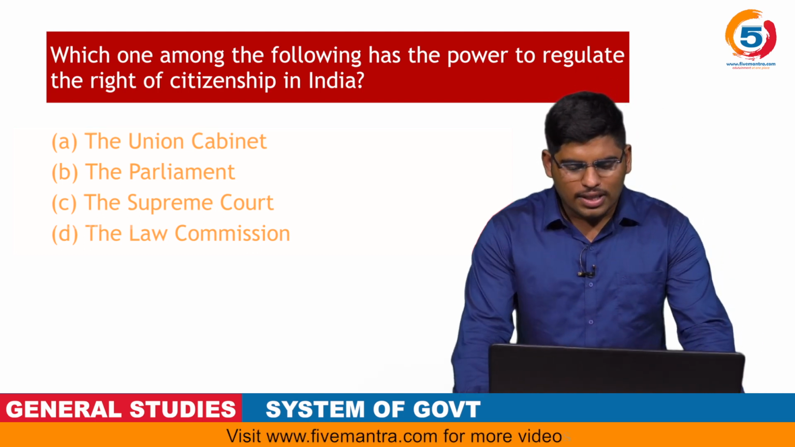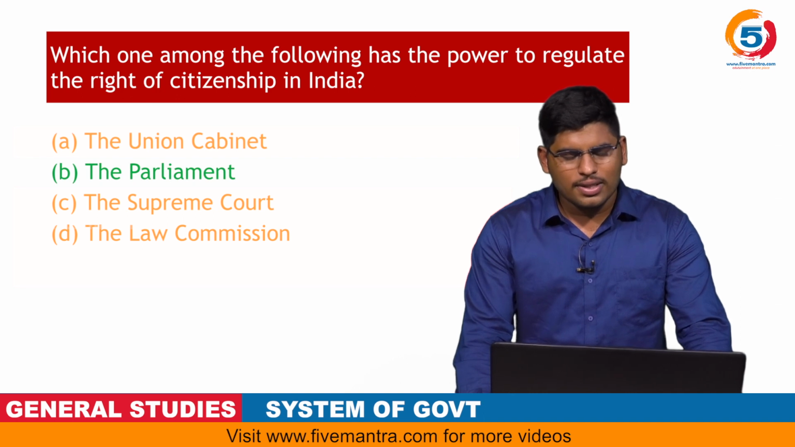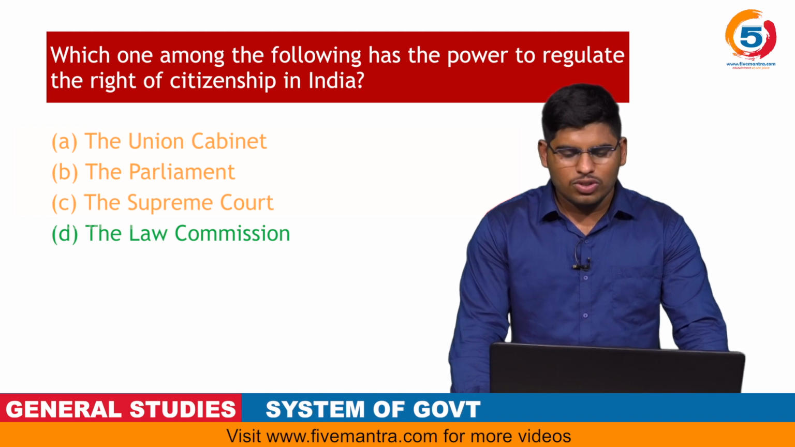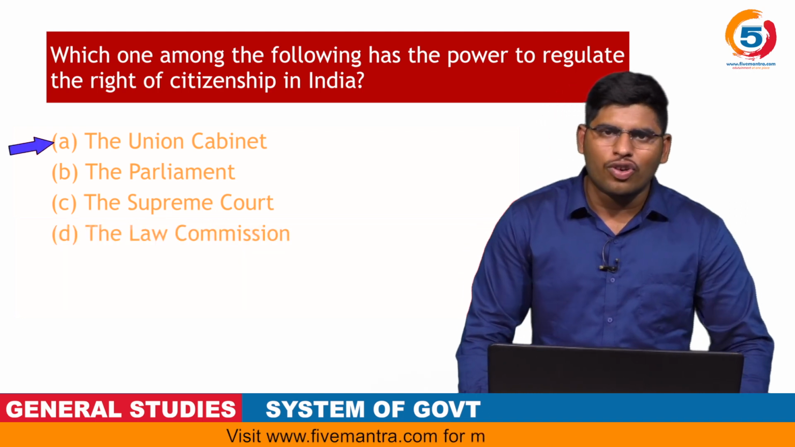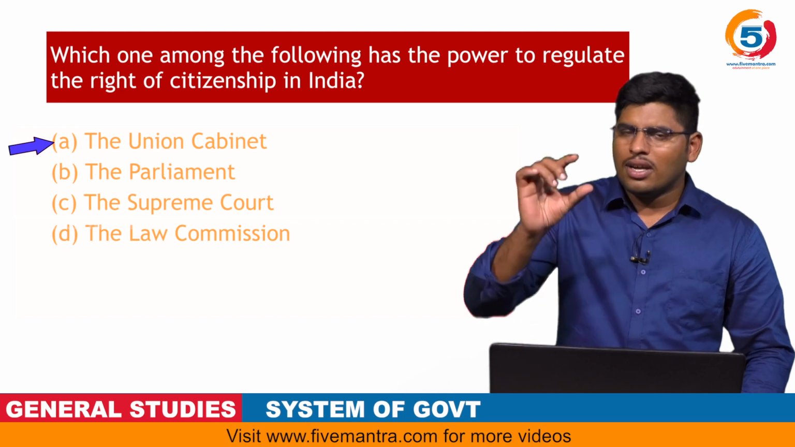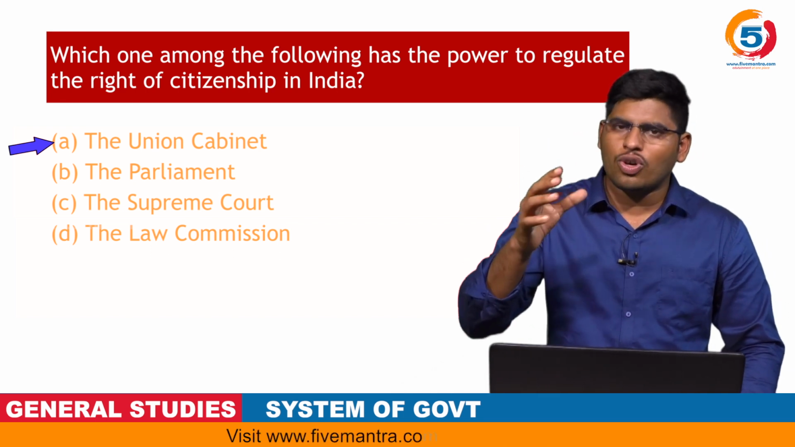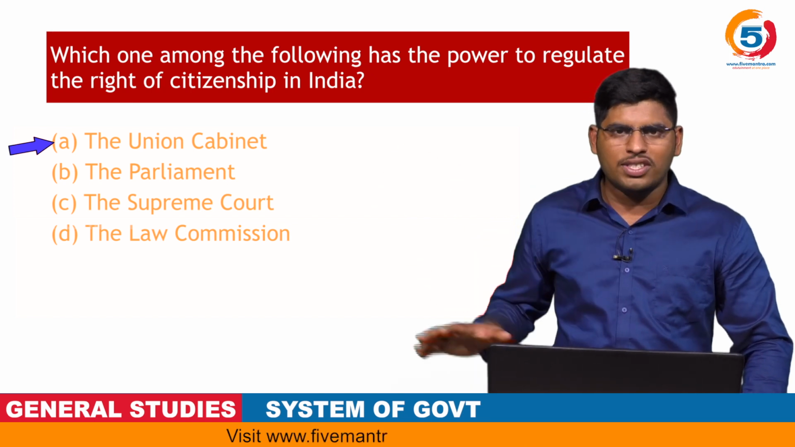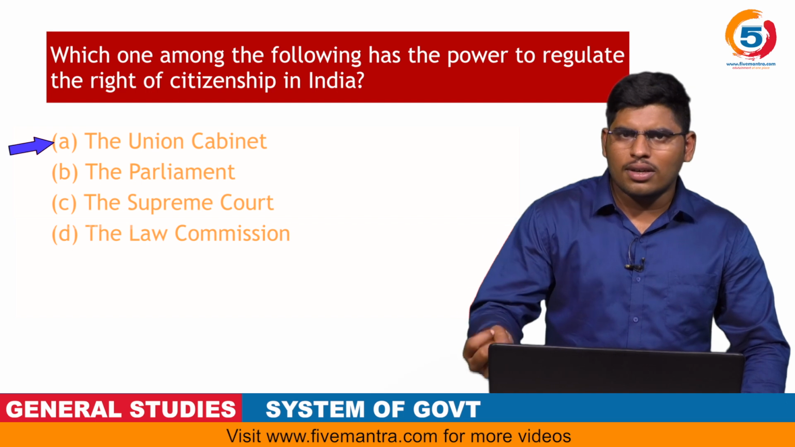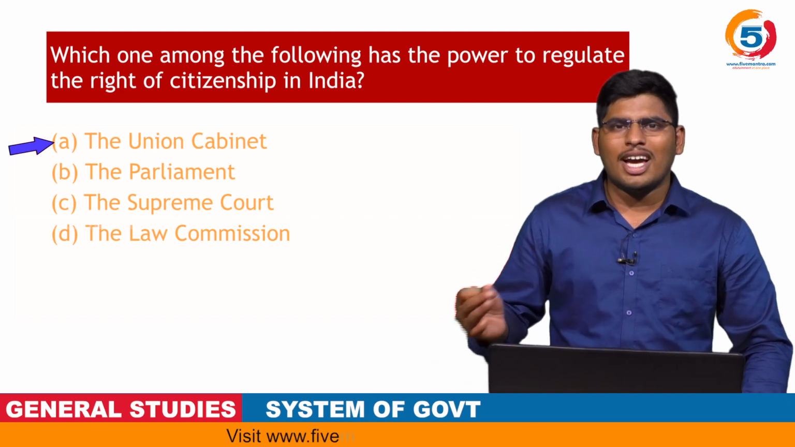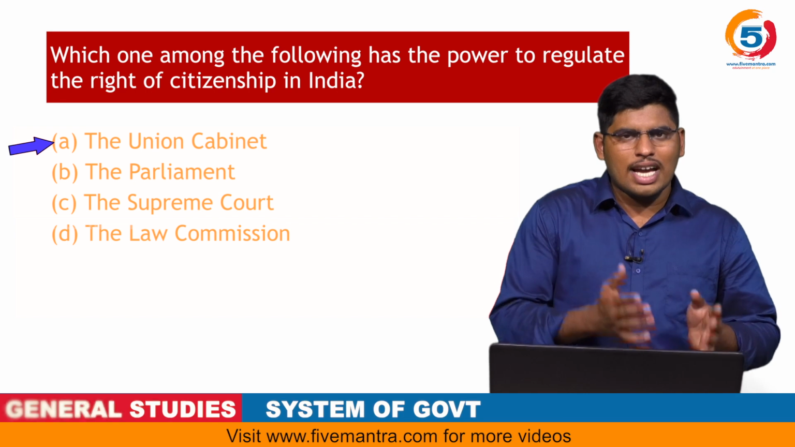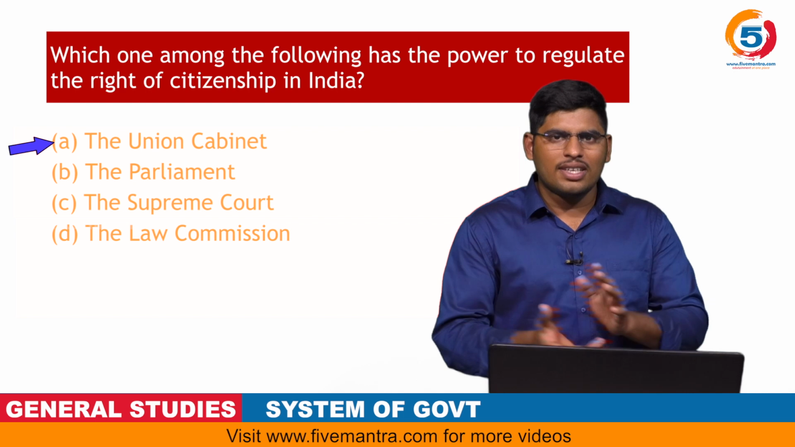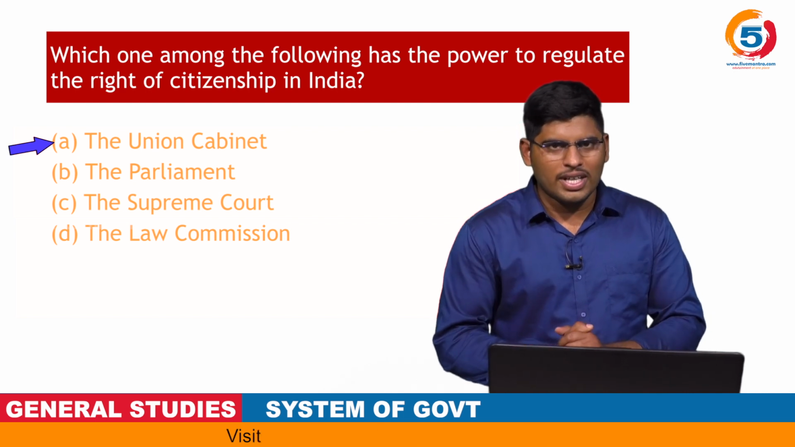The options are the Union Cabinet, second the Parliament, third the Supreme Court, and last the Law Commission. The Union Cabinet is a part of the Union Council of Ministers, like a nucleus of it, because the Council of Ministers consists of cabinet ministers, deputy ministers, and ministers of state. These cabinet ministers don't have any power to regulate the right of citizenship in India, so you can eliminate the first option.